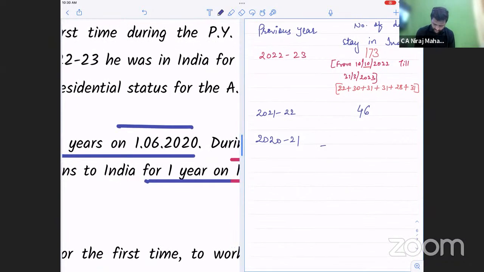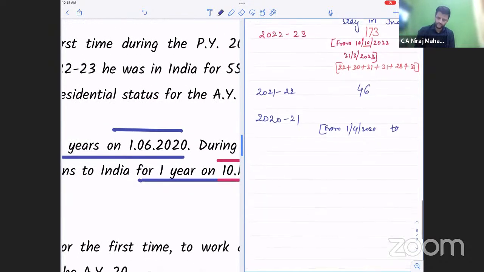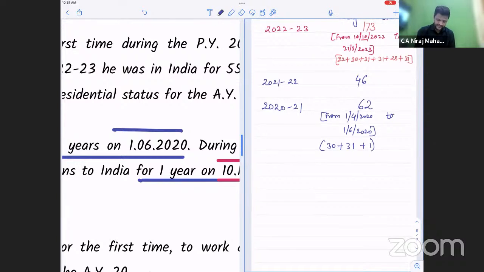From 1st April 2020. He was in India on 1st June, so take 1st June also. That is April 30, May 31, and June 1 day. He is in India 62 days. 30 plus 31 plus 1, 62 days. Clear till here? And just for the sake of time pass, we are writing earlier years.